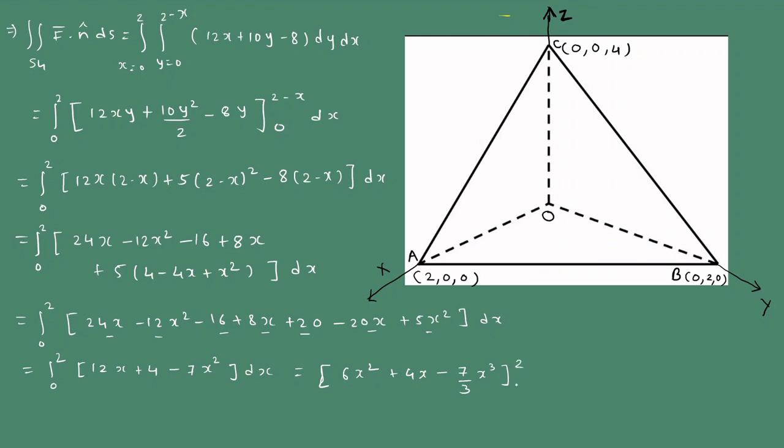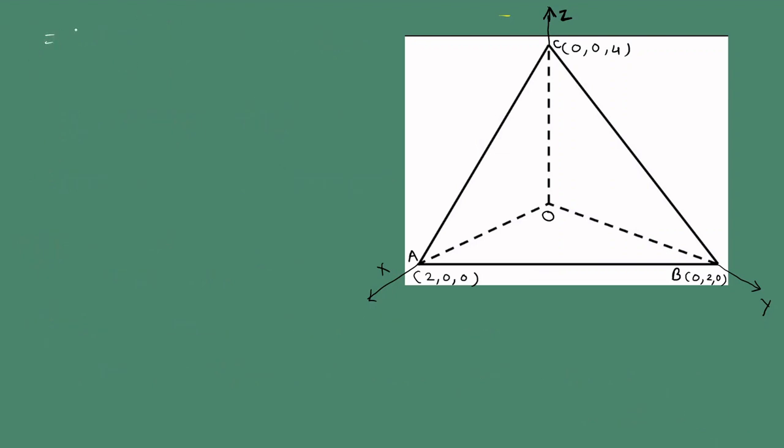Correct. From 2 to 0. So 2 square is 4, so this is 24 plus 8, minus 2 cube is 8, 7 times 8 is 56 by 3. Correct. So 24 plus 8 is 32 minus 56 by 3. So 96 minus 56 by 3. So basically it is 40 by 3. So this implies the double integration over S4 of F bar dot n cap dS is equal to 40 by 3.